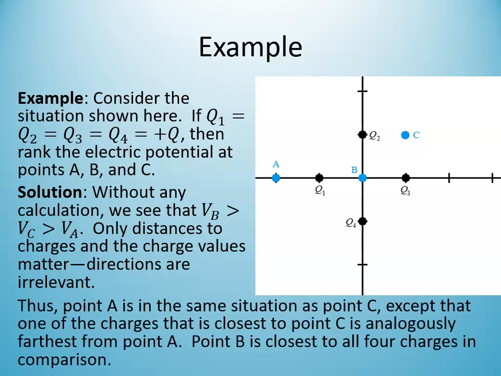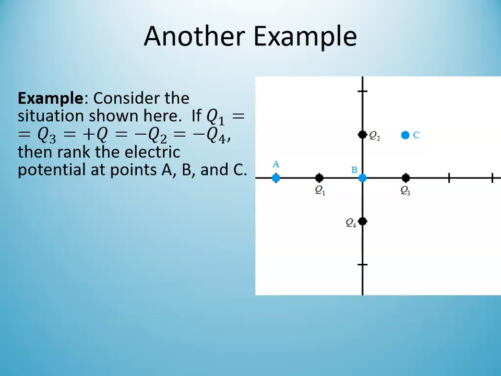What if the charges are different? Well, in this case, we'll keep the charges the same magnitude, but we'll make charges 1 and 3 positive and charges 2 and 4 negative. Well, in that case, the electric potential at point B is 0. The electric potential there is 0 because it gets positive contributions from Q1 and Q3 and equal magnitude negative contributions from Q2 and Q4. So those cancel.